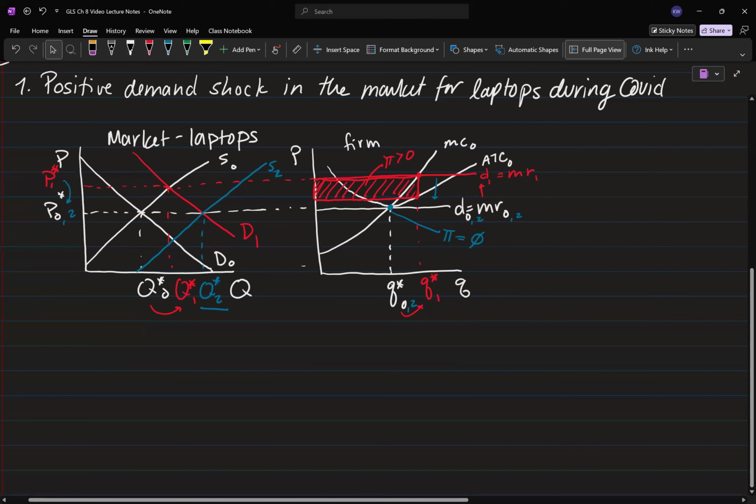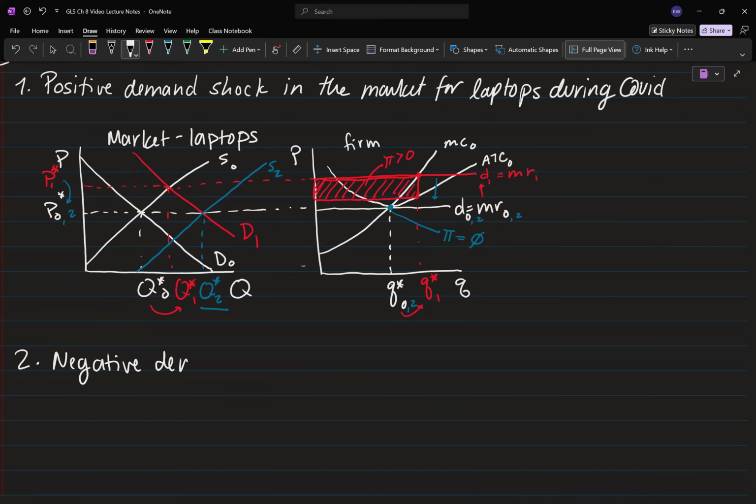Okay, now we'll go to our second example. So this time we're going to look at a negative demand shock. We're looking at the market for bread. When keto is popular.